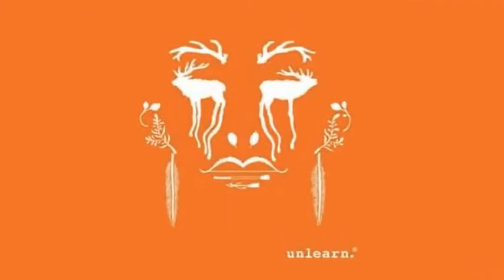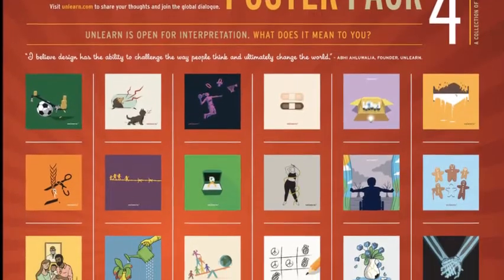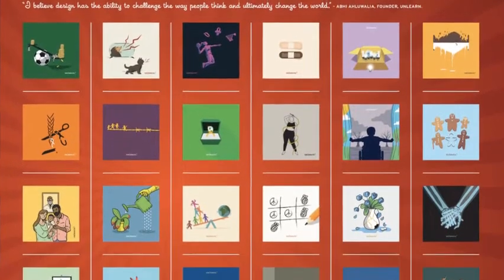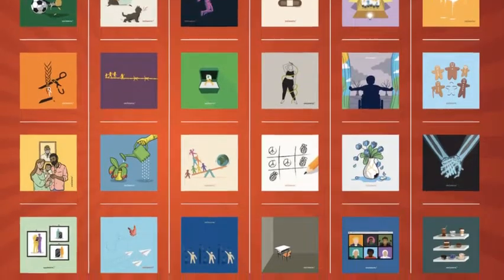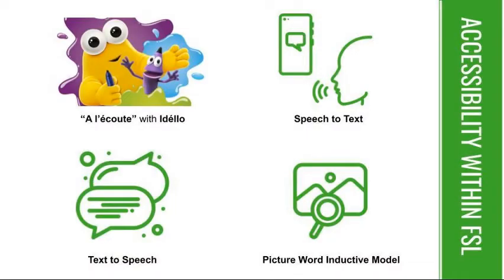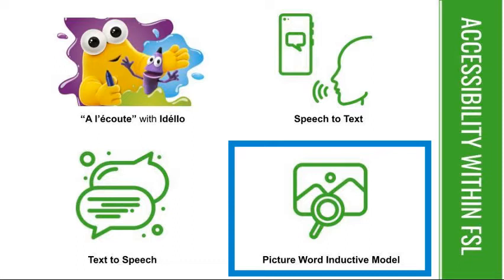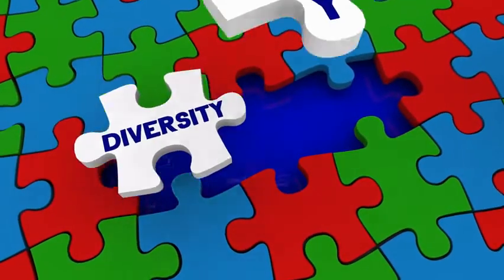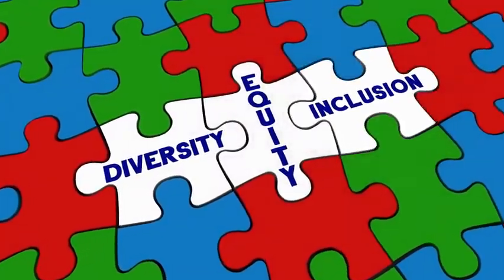Consider leveraging a set of Unlearned posters through the use of the picture word inductive model. Unlearned posters are sets of thought provoking designs that were designed to create positive change in the community. By coupling Unlearned posters with the picture word inductive model, you can encourage critical thinking and inspire inclusive conversations about diversity and equity in your FSL classrooms.